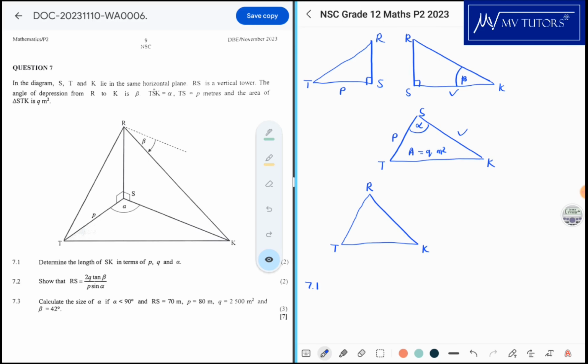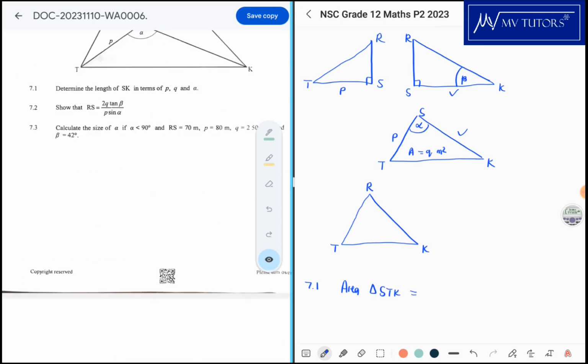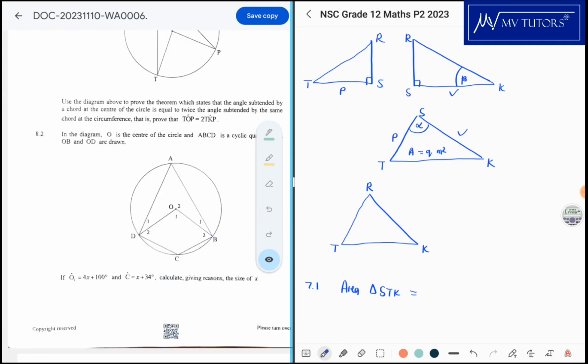Alright, so that is not debatable. And also I have the area. Okay, so I can say the area of triangle STK is actually equal to, and we can go to the end to see the formula sheet.